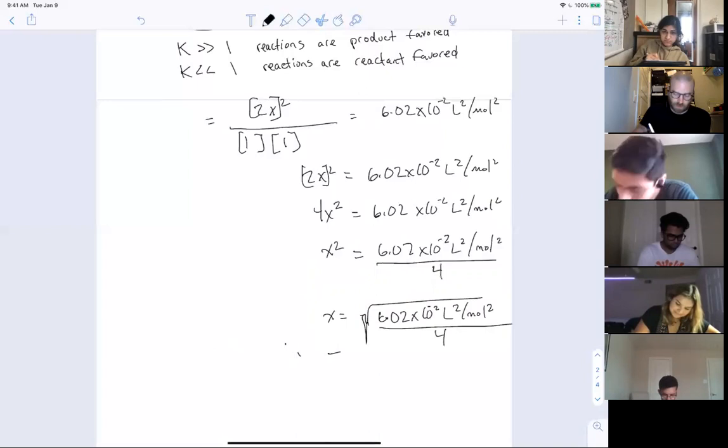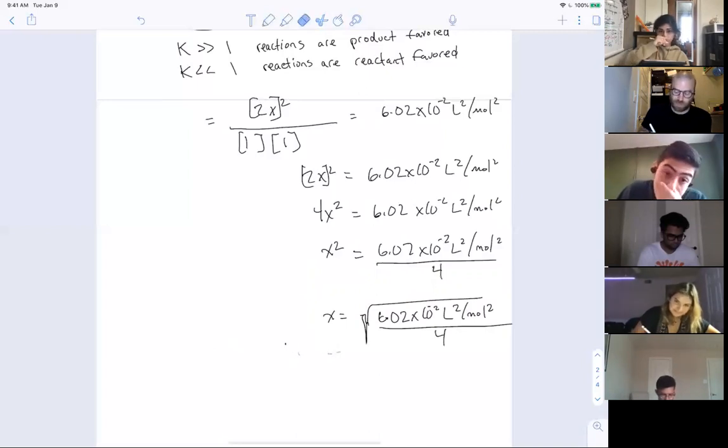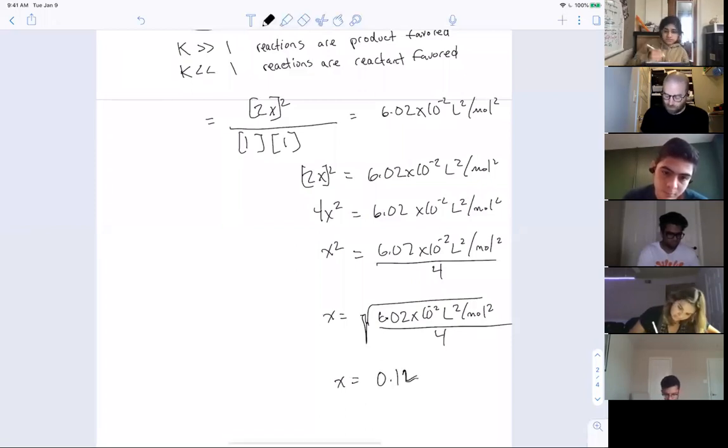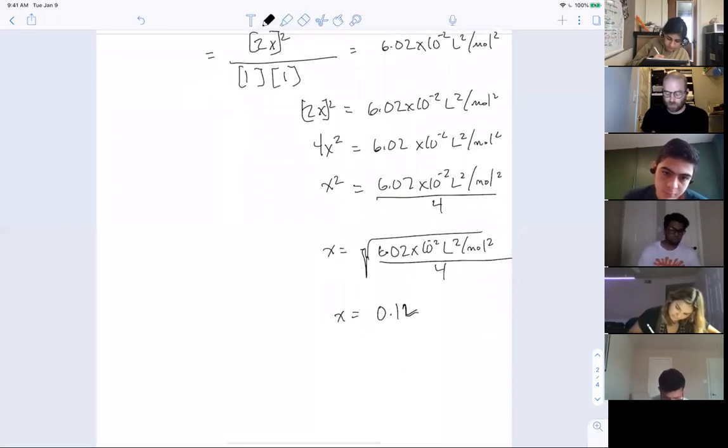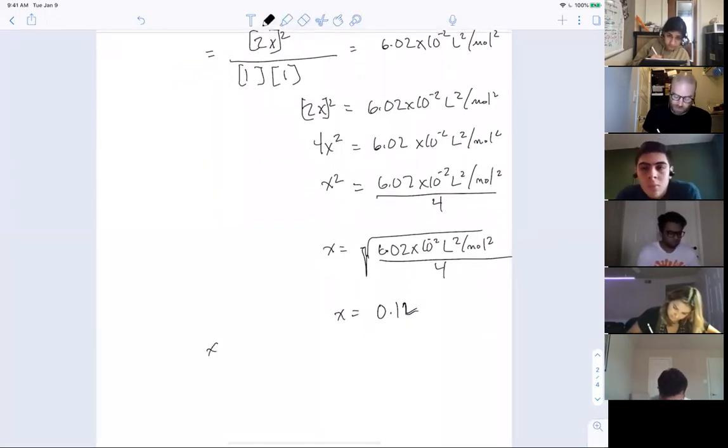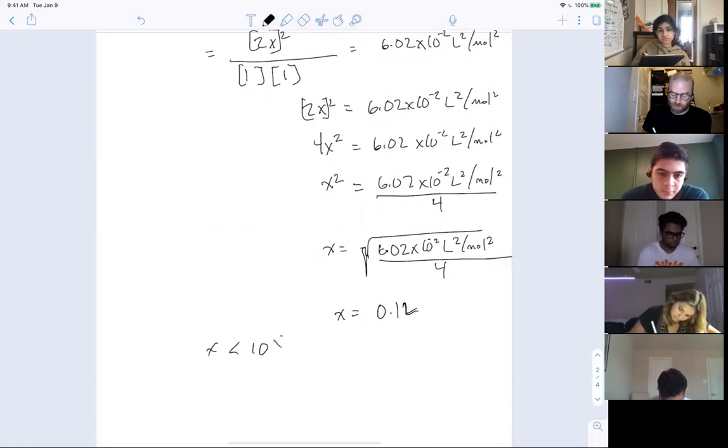Okay. So with the dividing by 4, it kind of gets us close enough that we can do this approximation. Not feel super bad about it. I don't know. It's not great. But we come out with x is equal to 0.12. Generally, you want x to be less than 10% of whatever concentration you're starting with.